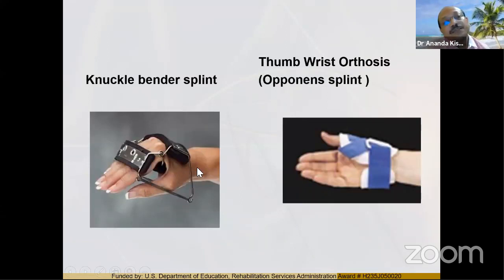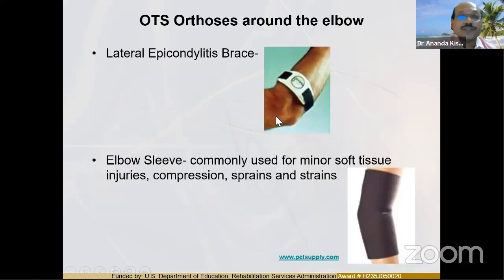You can see here in ulnar palsy, this is the claw hand. What is the basic functional deficit of the claw hand? It is metacarpophalangeal joint flexion that is not possible. So metacarpophalangeal joint flexion can be done with the help of this knuckle bender splint. Now this is the thumb wrist orthosis, the opponens splint. This will maintain the functional position of the thumb. Any painful condition at the base of the thumb, like osteoarthrosis of the carpometacarpal joint, can use this.